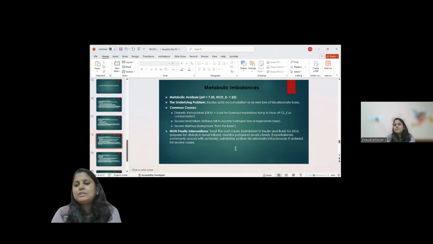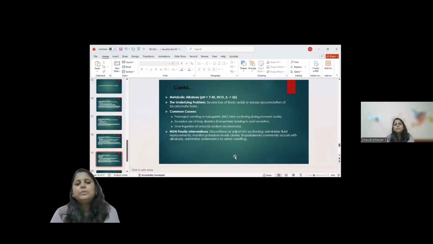Then administer sodium bicarbonate intravenously if ordered for severe cases. First, we must analyze the cause of the metabolic imbalances. If it is related to DKA, we have to look for DKA management, like insulin administration. When it comes to kidney failure, we have to prepare the patient for renal dialysis. Clear? Okay. So the next one is metabolic alkalosis.